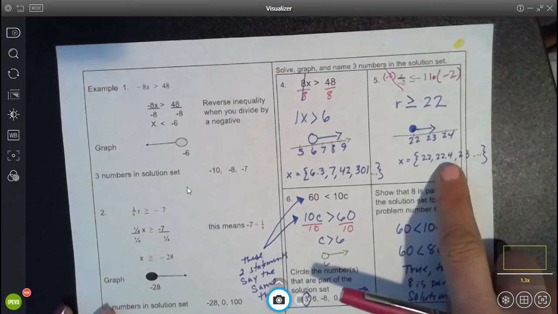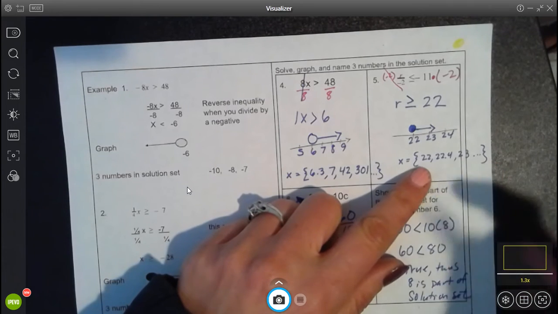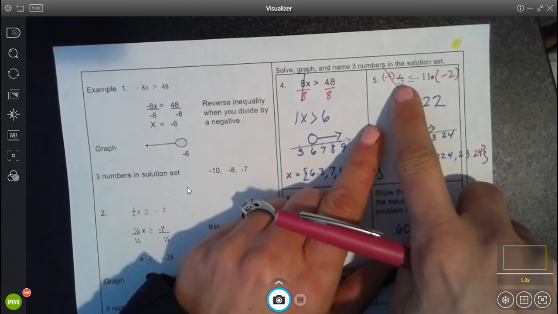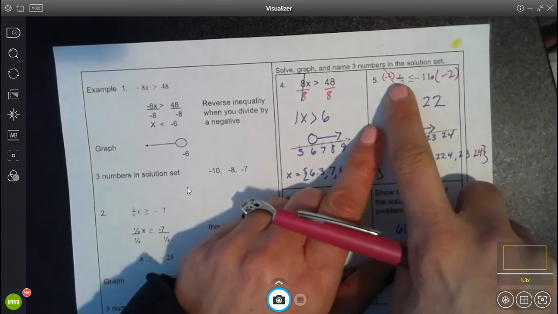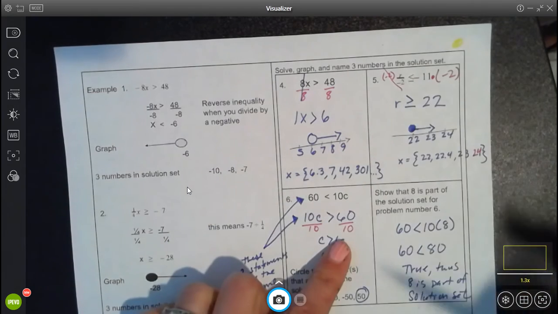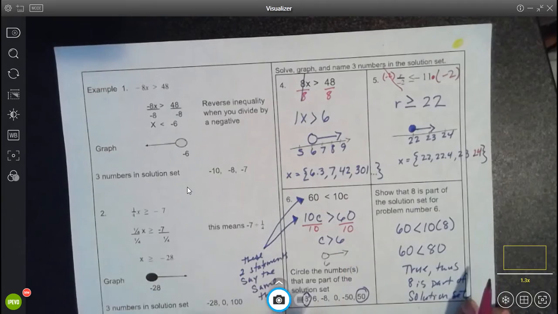When you plug in these numbers that are to the right, for example, 24, I'm going to add another one there. 24 divided by -2 is -12. -12 is less than -11. These are all numbers that when you plug it in should make a true statement.